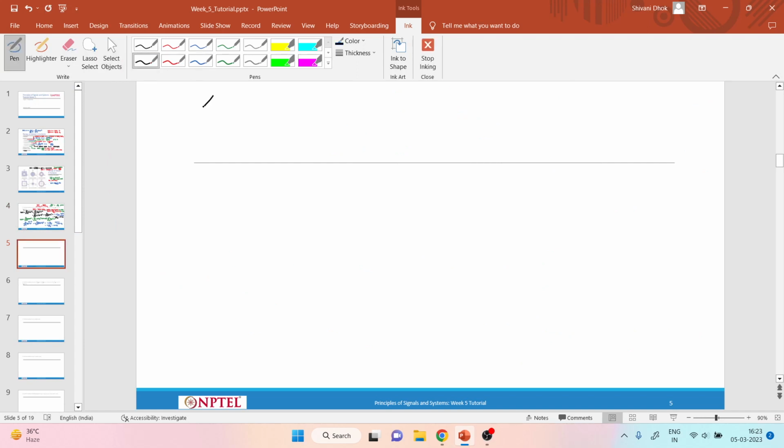So what do I have? x1 of z is equal to 3 into z upon z minus 1 by 2, and here the region of convergence is mod of z greater than 1 by 2, and x2 of z we have obtained as 4 into z upon z minus 1 by 3, magnitude of z less than 1 by 3. So this is what we have obtained.